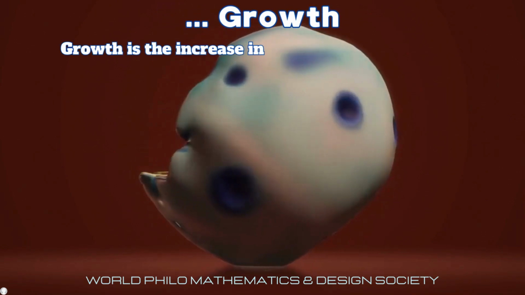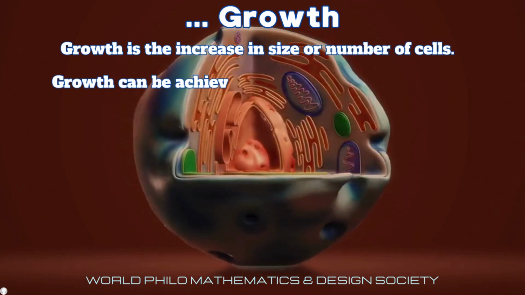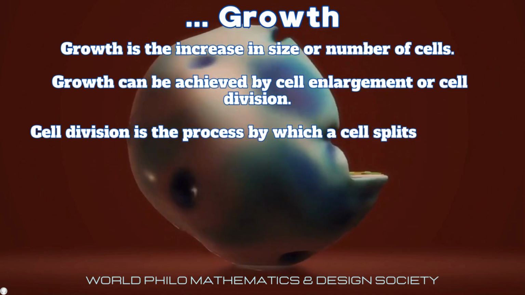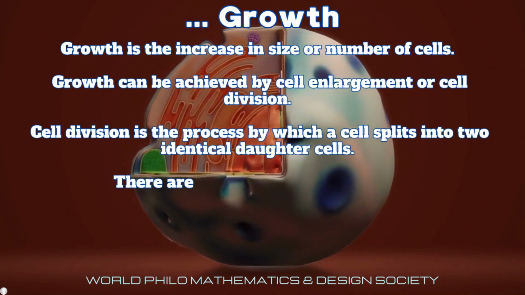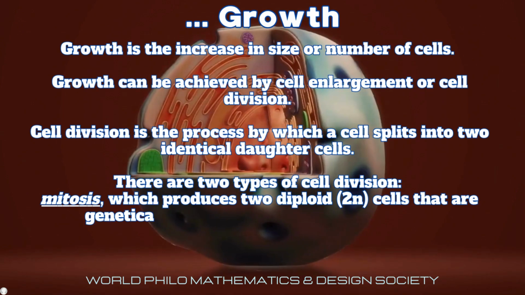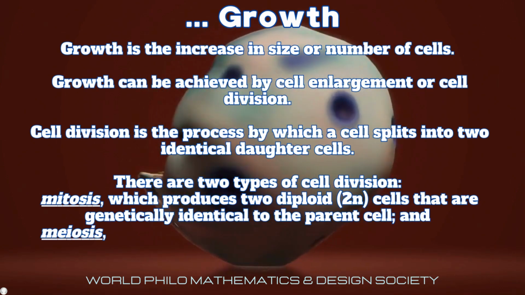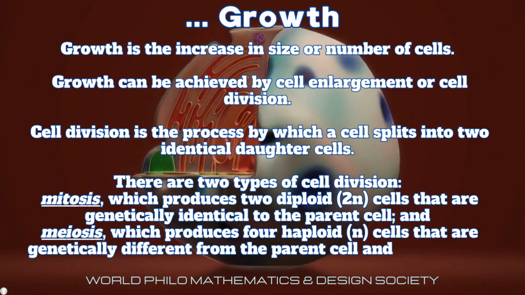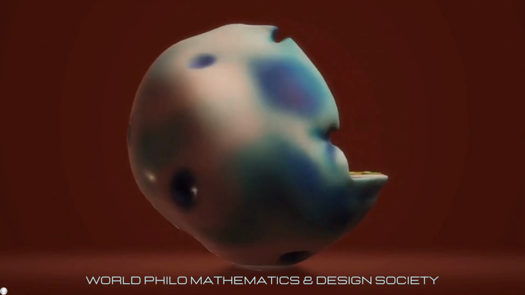Growth is the increase in size or number of cells. Growth can be achieved by cell enlargement or cell division. Cell division is a process by which a cell splits into two daughter cells. There are two types of cell division: mitosis, which produces two diploid cells that are genetically identical to the parent cell, and meiosis, which produces four haploid cells that are genetically different from the parent cell and each other.